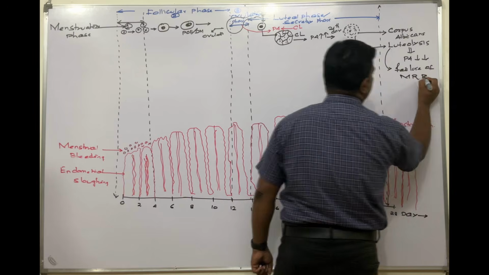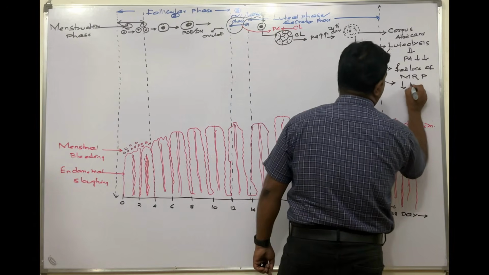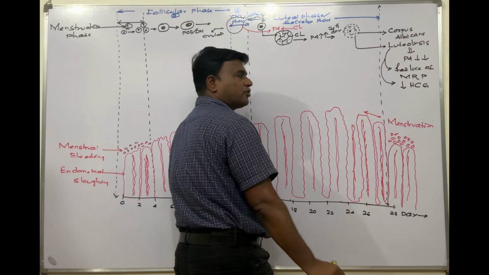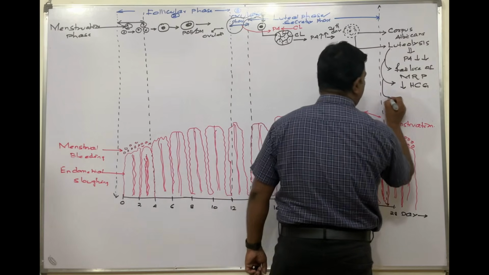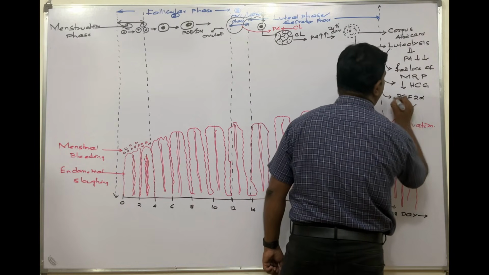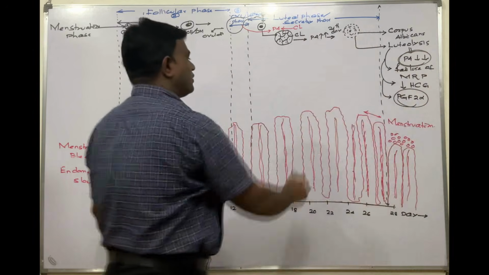MRP, maternal recognition of pregnancy, or I can say failure of secretion of hCG, because there was no fertilization, and it may be due to excessive secretion of PGF2 alpha. So progesterone has fallen in this phase. This is the change in the ovary.